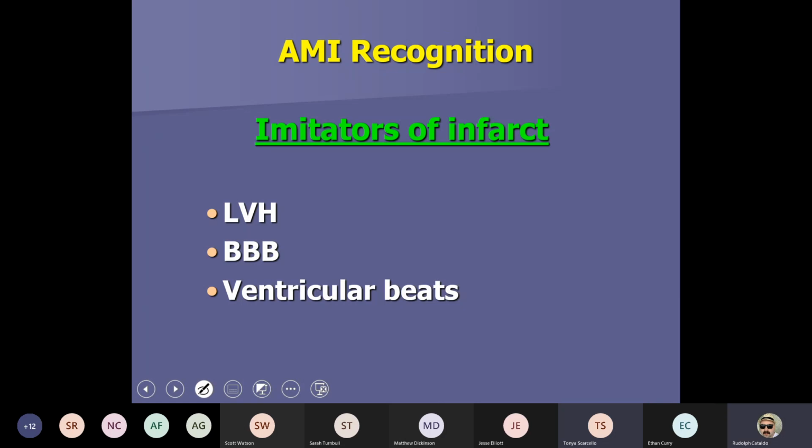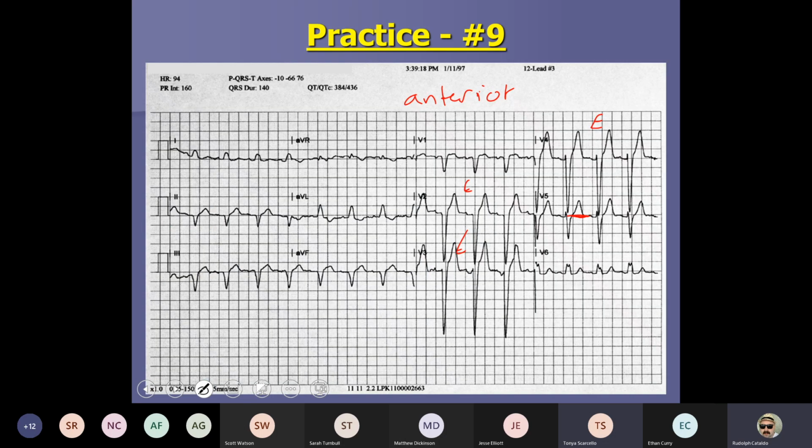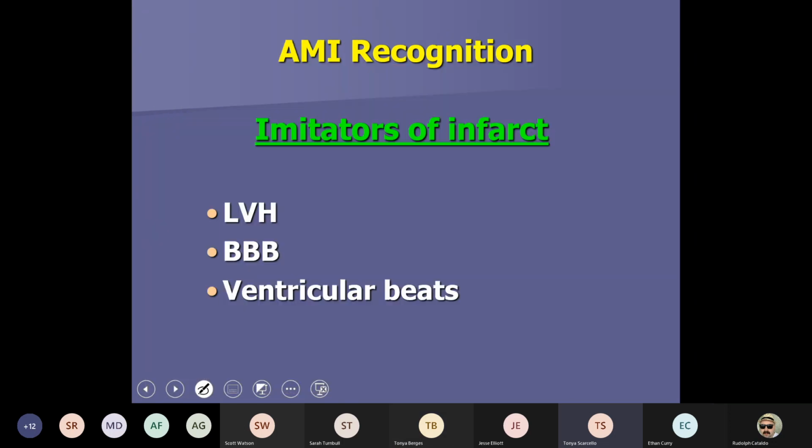Now, there are imitators or imposters of infarct. I'm going to go over one of the imposters tonight. And believe it or not, this right here is an imposter. This isn't a STEMI, and I'm going to show you why. Is it hyperkalemia? Nope. Okay, so the one we're going to cover tonight is bundle branch blocks.